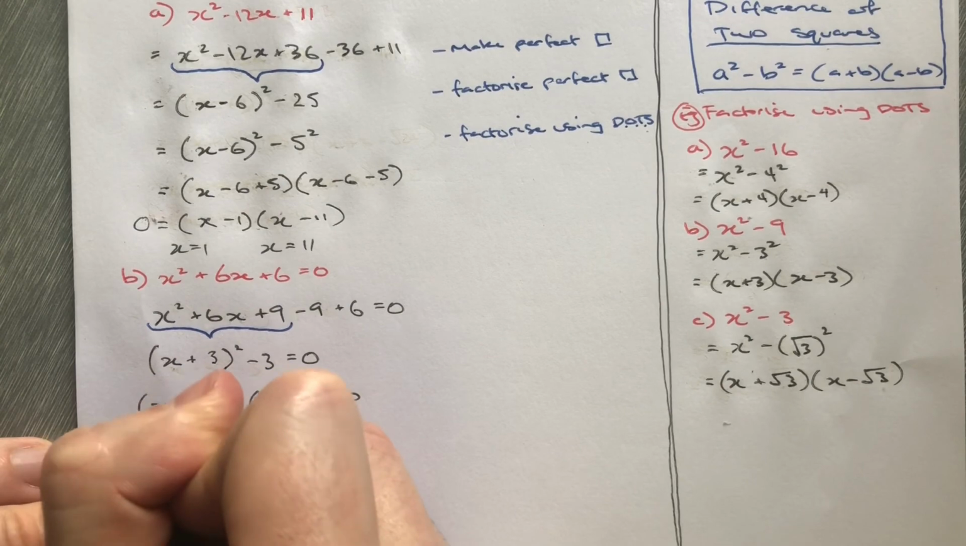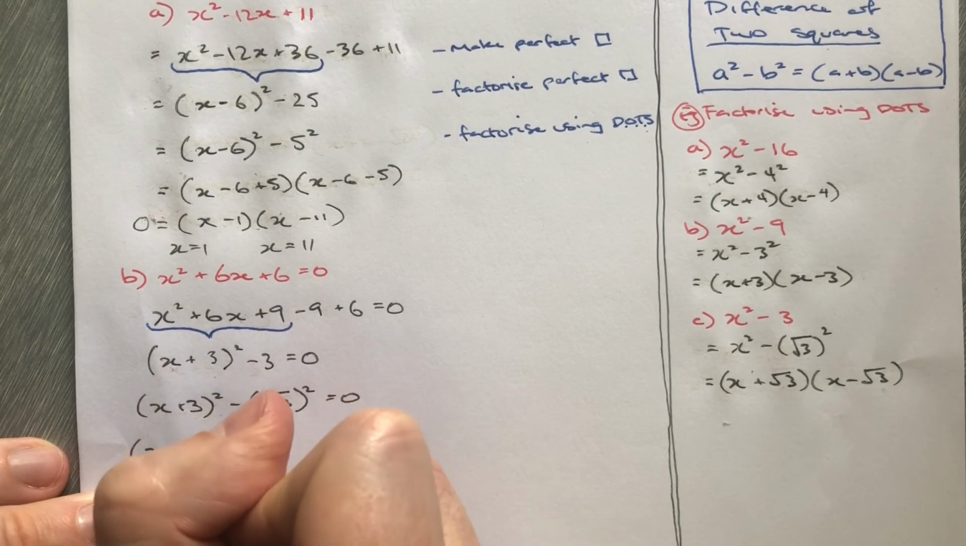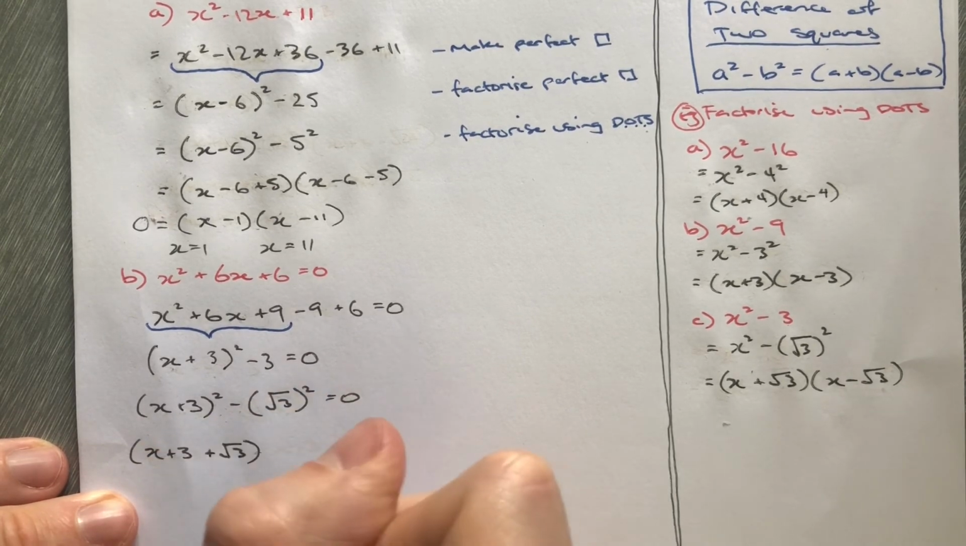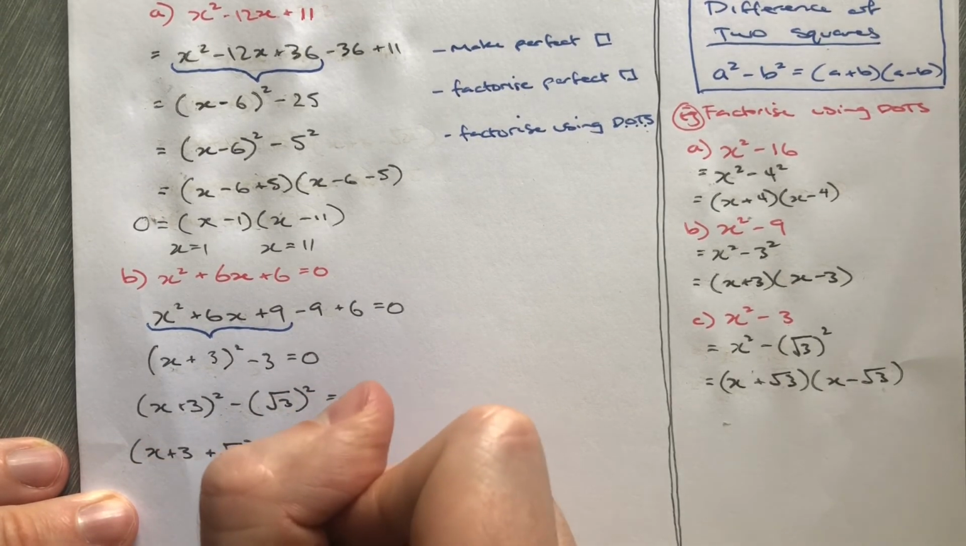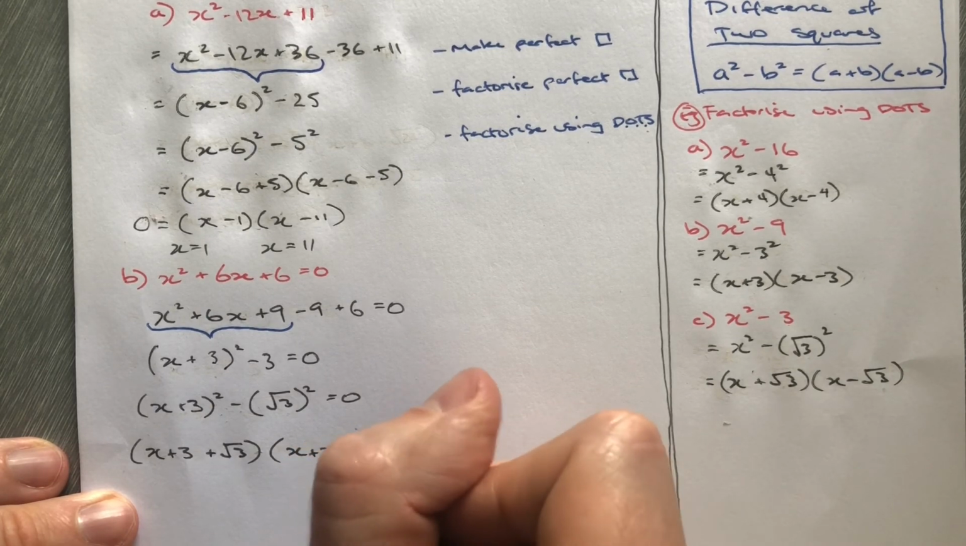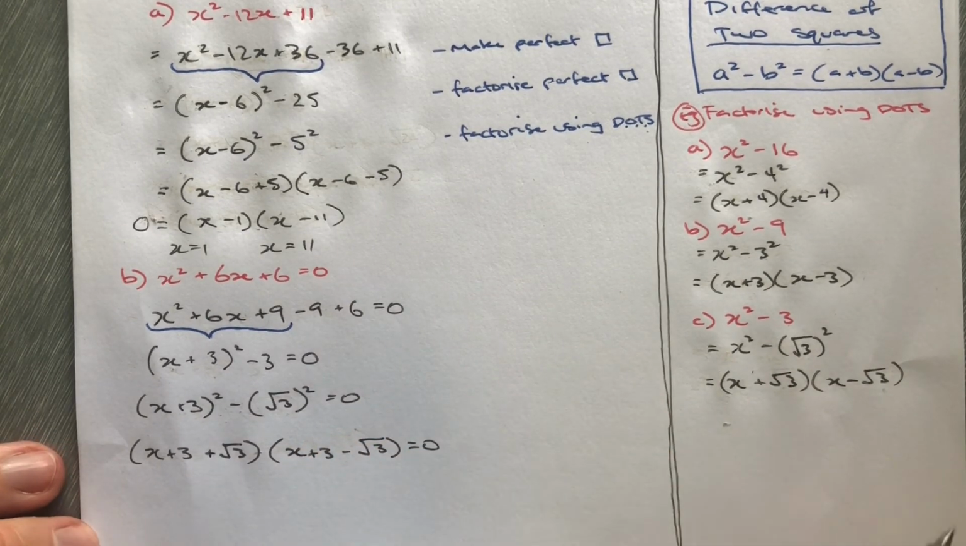Okay, so a plus b, and then a minus b equals 0. Okay, so we've actually factorised here. That's it, we're done. But if we wanted to solve it, we'd have to make this bit equal 0 and this bit equal 0 as well.